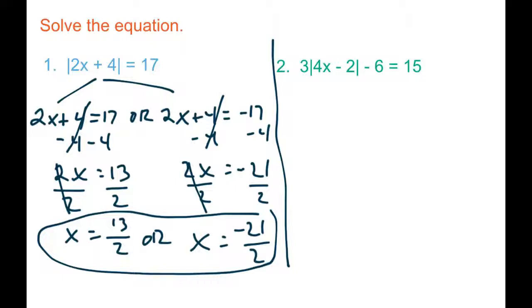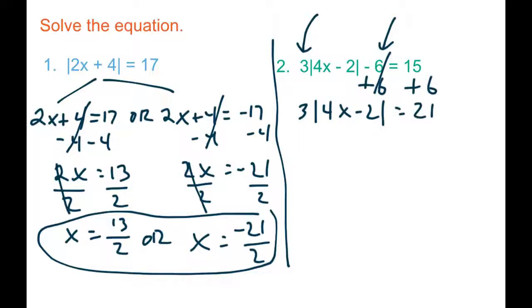Alright, for this one it's a little different. We have a number outside the absolute value symbol there and there. We've got to get rid of those before we can write our two equations without the absolute value symbol. So just like when solving any kind of equation, we always want to do the addition or subtraction part first when we're doing inverse operations. So we're going to add 6 to both sides. That's going to cancel, and we'll have 3 times the absolute value of 4x minus 2 equals 15 plus 6 is 21. Now we'll divide by the 3 to get rid of that. Absolute value of 4x minus 2 equals 21 divided by 3, which is 7. Now I can break it up.